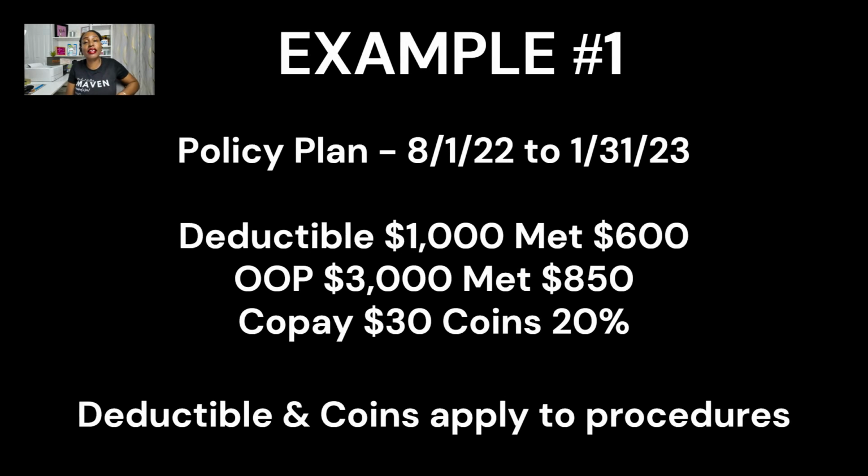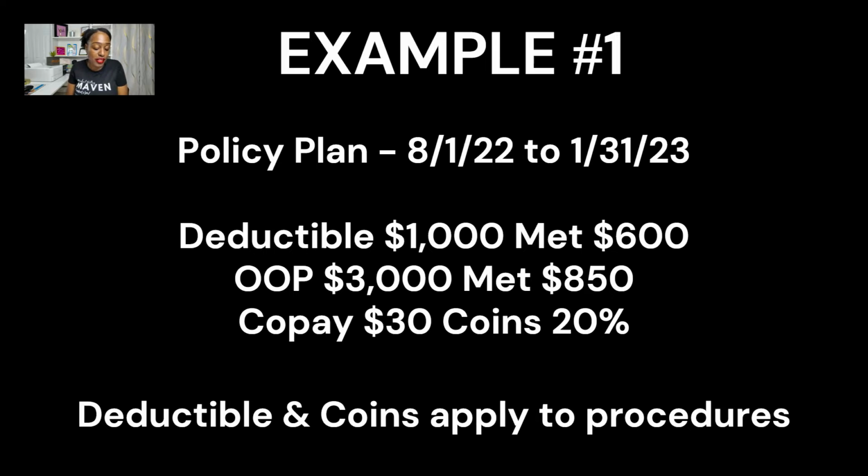Those are the things that you're going to basically look for, and it also is going to depend on your specialty, because you may have to look for other things to help you determine this. But I'm going to try and break it down into as simple terms as possible, and hopefully you will get it. So let's jump into example number 1. In this example, the policy plan's year is from August 1st of 2022 to January 31st of 2023. It is a policy plan.